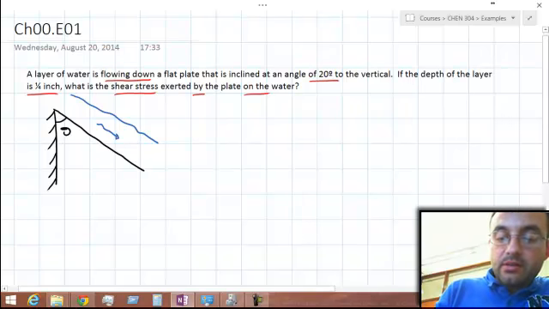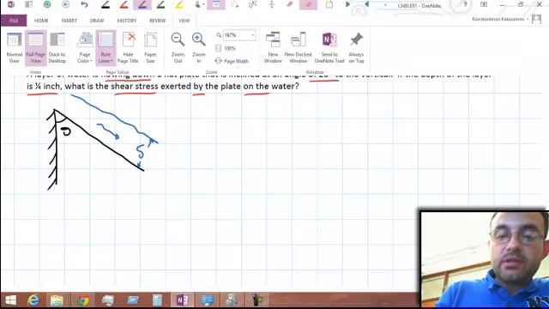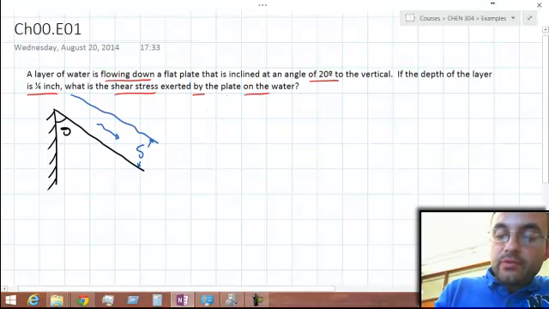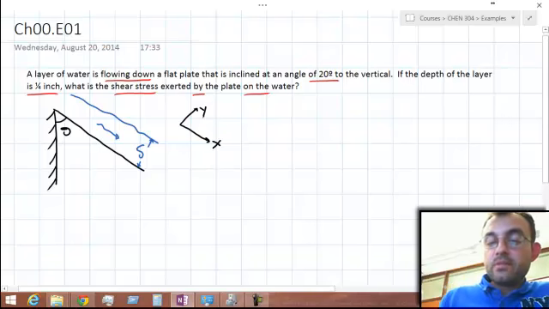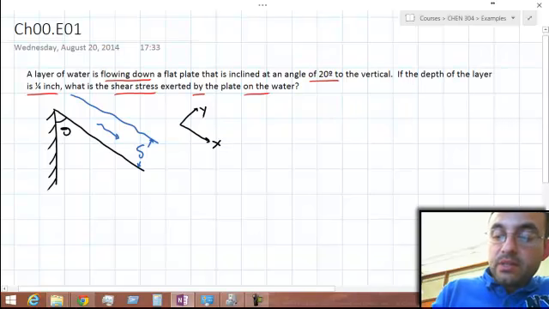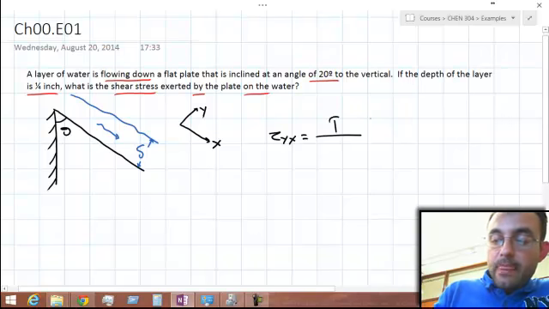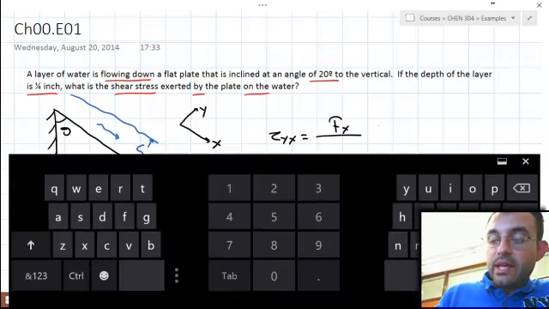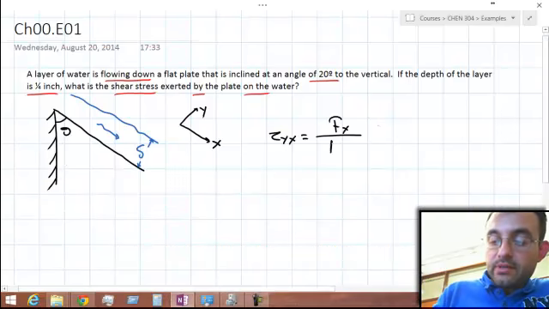We know the inclination angle and we know the depth of the water layer. Better at this point to define our coordinate system, x and y. And we are looking for the shear stress exerted by the plate on the water. It is not yet known, but the shear stress is equal to the applied force over the area of the surface.